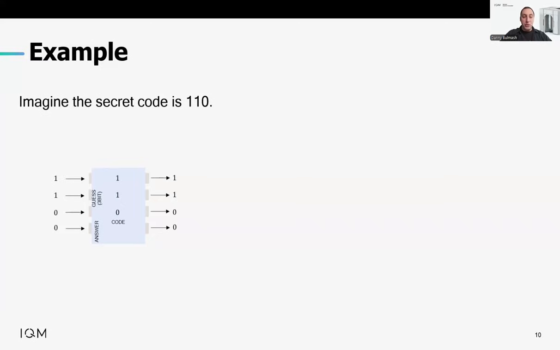But then it looks at the second qubit. It says, aha, the input is a 1, and the code is also a 1. So I flip the answer qubit again. That means that we've flipped the answer qubit twice. We start from 0, we flip to 1, and then we flip back to 0. And then we look at the third qubit, and we say, aha, the input and the code match, but it's a 0. So I'm going to ignore that. It doesn't matter; it's a 0, so I don't do anything.